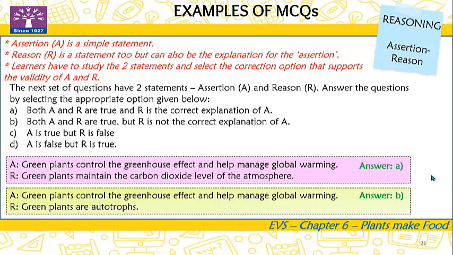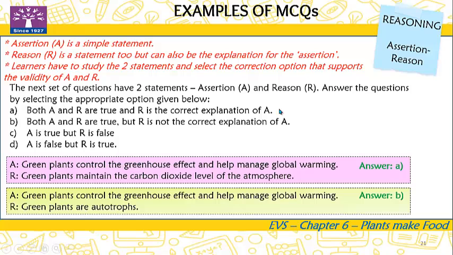For example, let's look at the screen and see. Assertion statement: green plants control the greenhouse effect and help manage global warming. The reason being, green plants maintain the carbon dioxide level of the atmosphere. If we look at each statement individually, we know that A is a true statement and we know that R is also a true statement. So given that both A and R are true, either my option is A or my option is B.